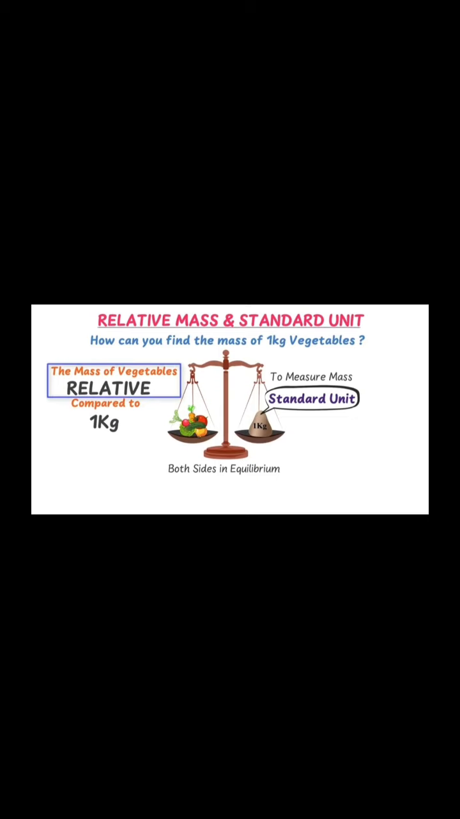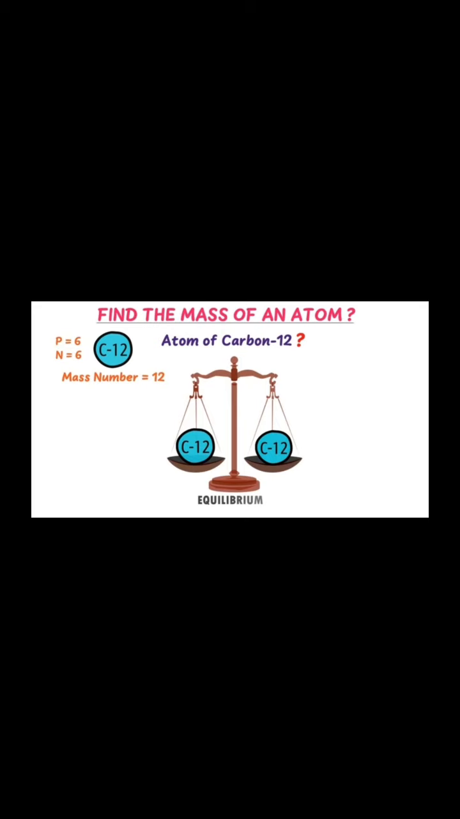In the last video, we learnt about atomic mass unit. You know that carbon-12 is considered as the standard unit to calculate the atomic mass of an atom. Why do we call the carbon atom carbon-12? Because its mass number is 12. There are 6 protons and 6 neutrons present in the nucleus of the carbon atom.